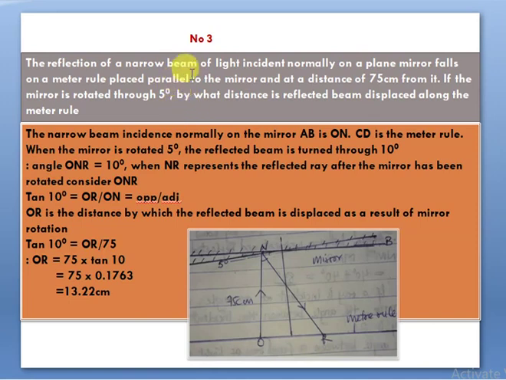So we have that. And what are we looking for? Go back to that question. By what distance is the reflected beam displaced along the meter rule? Look at the reflected beam here, and look at your meter rule. So you're looking for OR. Is that clear? We are looking for OR. So using tan theta equals opposite over adjacent, tan 10, where 10 is theta, equals the opposite to the angle, which is OR, over the adjacent ON.